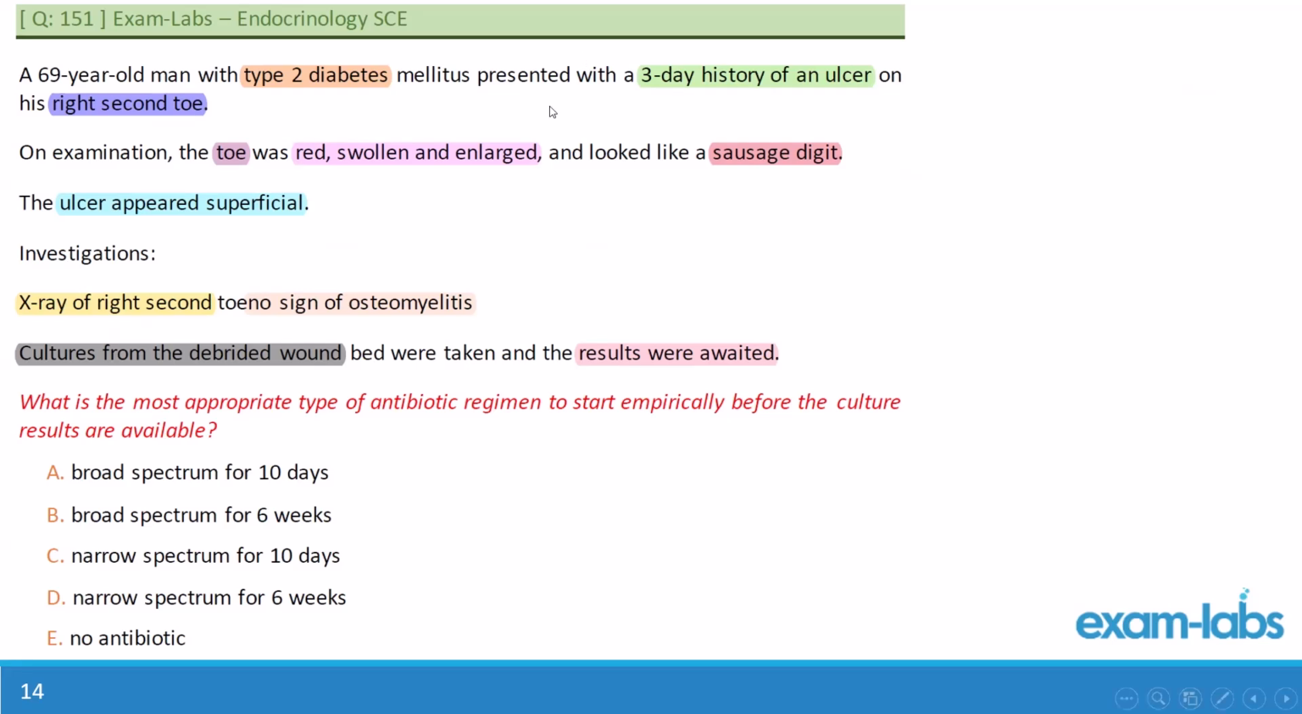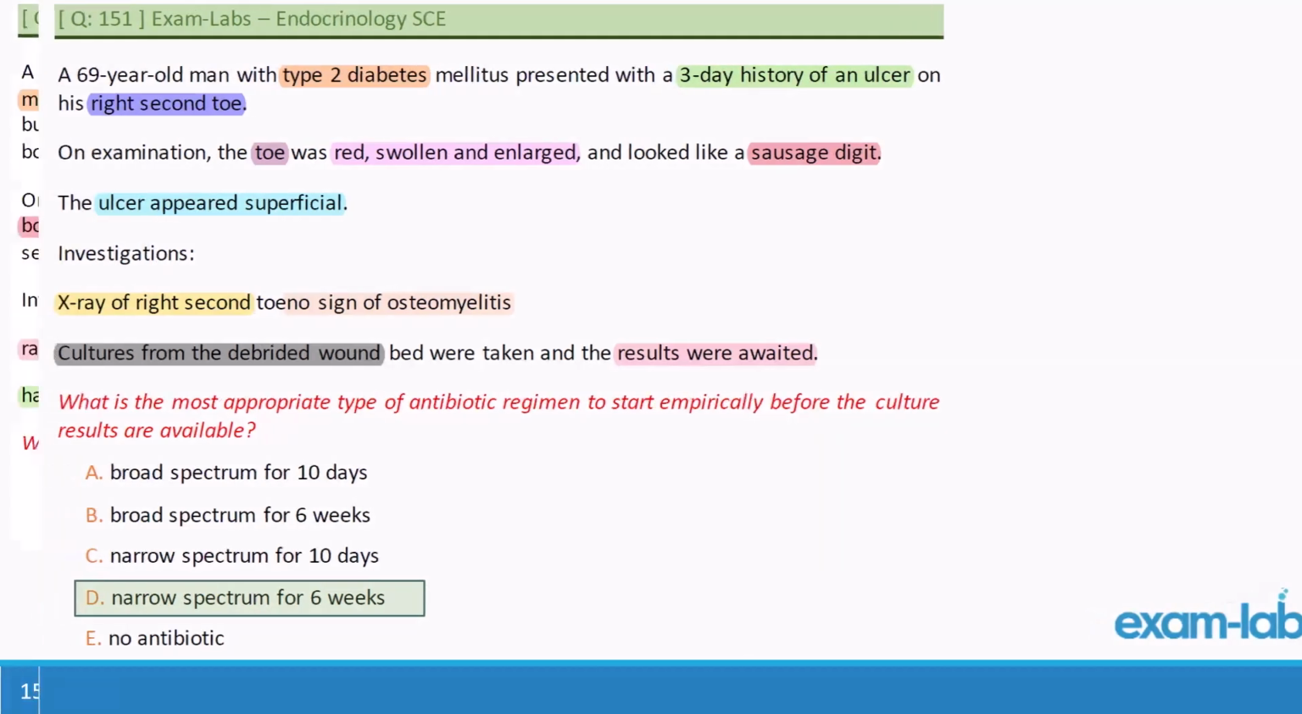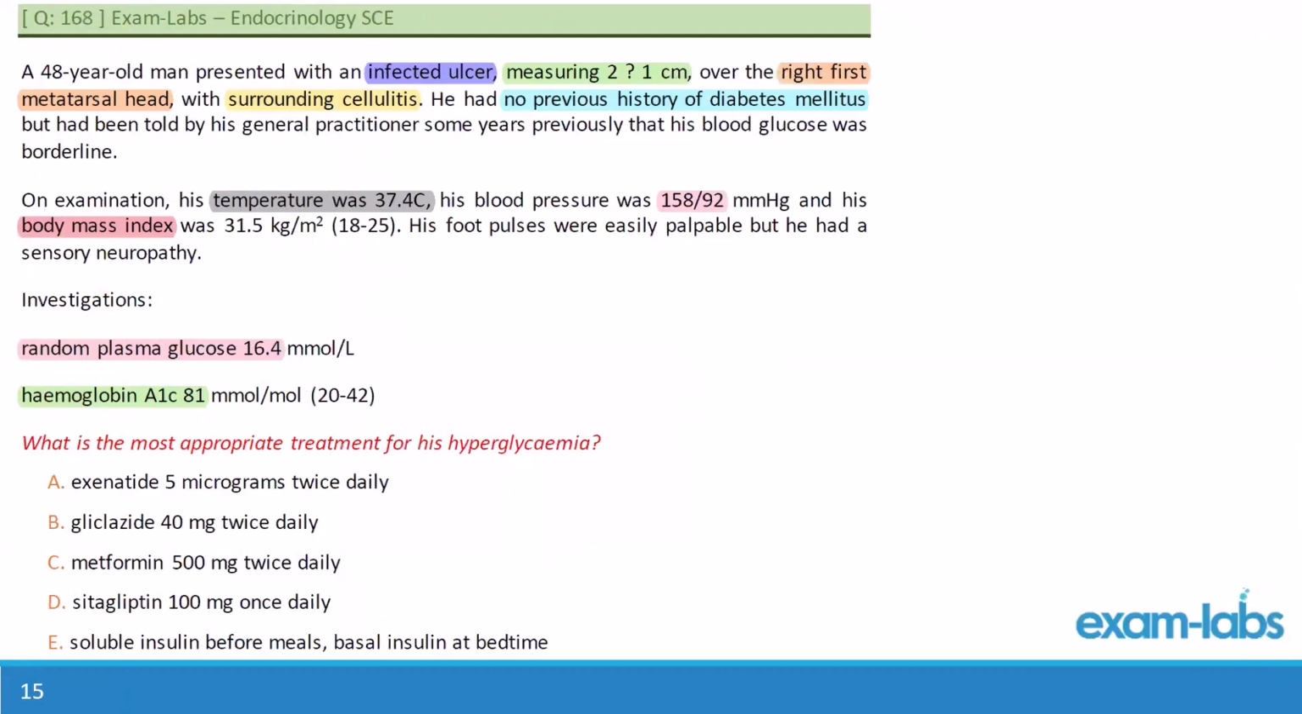Narrow spectrum for 6 weeks. Yes. Don't forget that narrow spectrum for 6 weeks is the ideal option if we suspect infection in a diabetic patient. And actually, this is another repeated question in the previous exam.